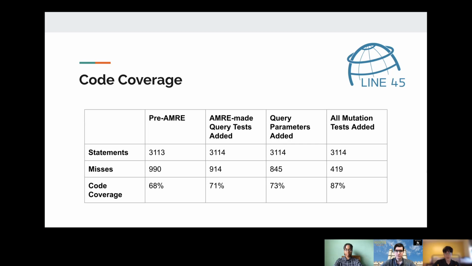Before AMRE began, code coverage started off at 68%. After adding the core tests that our AMRE team created, code coverage went to 71% and then to 73%, after adding tests for the query parameters and adding more depth to the already existing tests. Finally, after adding in all the mutation tests, code coverage rose up to 87%.